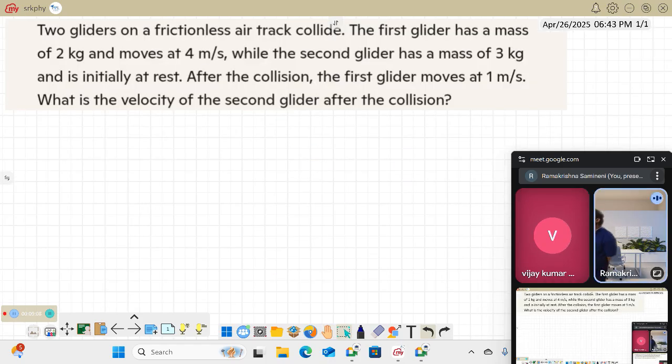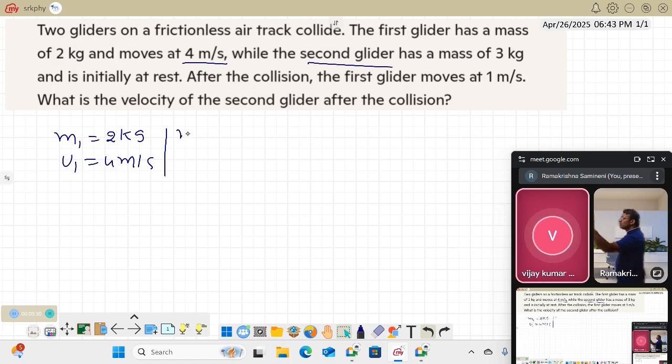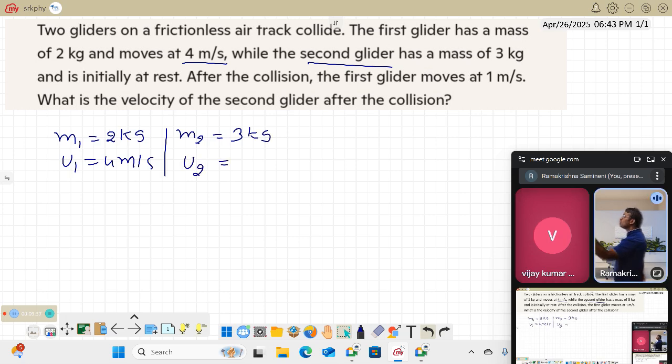What is given in the question? Two gliders on a frictionless air track. The first glider has mass m1 equal to 2 kg and moves with a velocity u1 equal to 4 meter per second. The second glider has mass 3 kg, and its initial velocity u2 is 0, at rest.